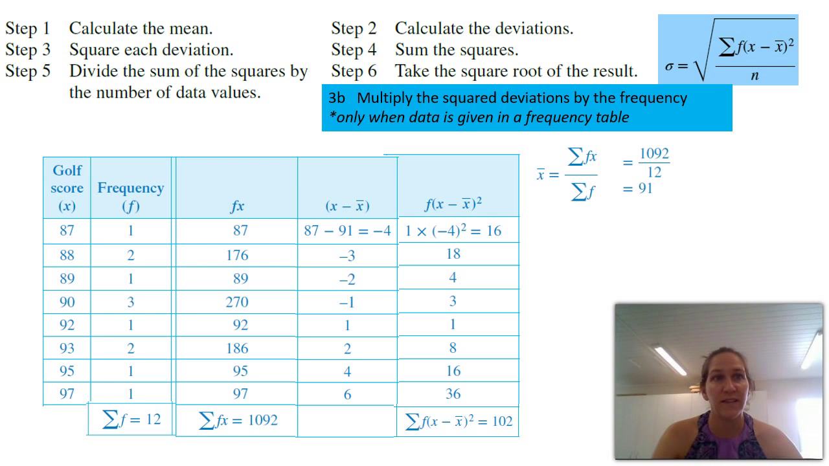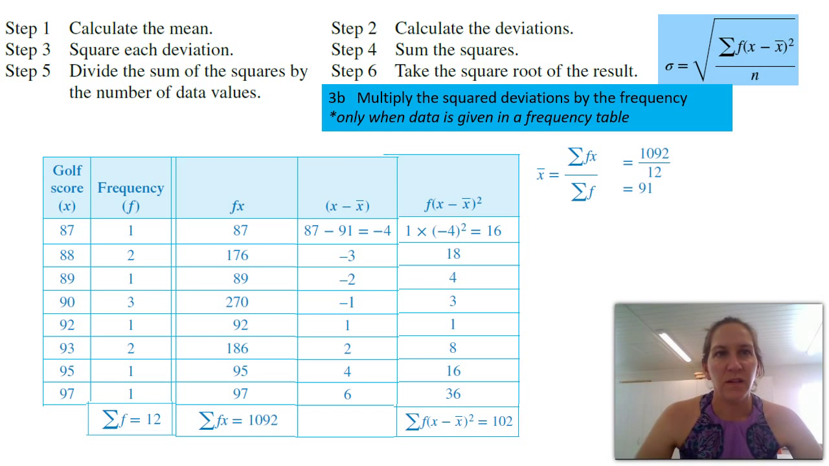We then sum all these up, so that's step 4. And then what we need to do is divide the sum by the number of data values, and then we square root that. And so we get a value of 8.5.